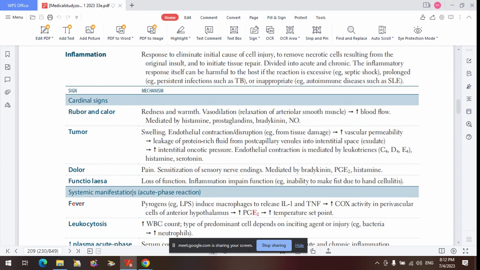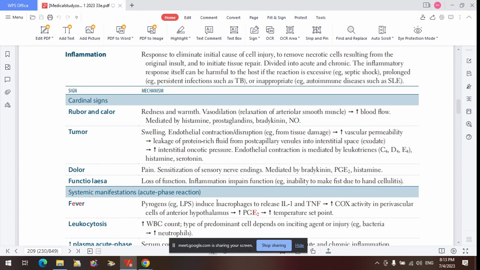So then the dolor is due to the pain. We said bradykinin, prostaglandin E2, and histamine, because they stimulate the sensory nerve endings. So if there's pain in that area, you don't want to use that organ. There's functio laesa. So functio laesa is the last component, which is loss of function. All these previously mentioned ones, which are dolor and tumor, are basically the ones that are majorly responsible for functio laesa.